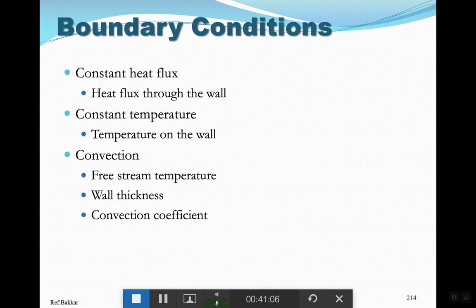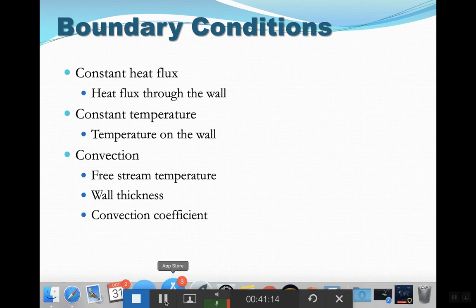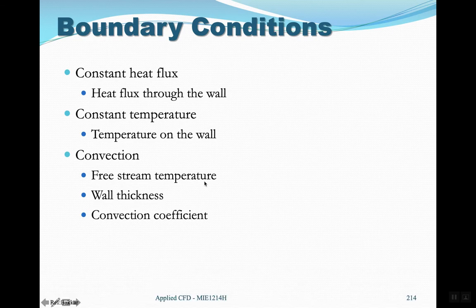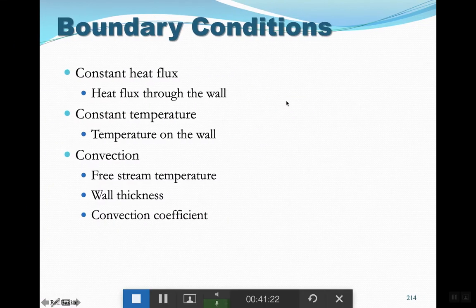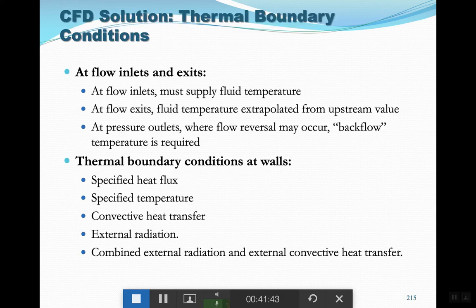Now, moving on from this, we have to discuss some Ansys specific parameters. These Ansys specific conditions are basically different boundary conditions. Let's have a look. What are the boundary conditions in Ansys that we have to consider for heat transfer? You could have constant heat flux, you could have constant temperature, and in convection you can have free stream temperature, wall thickness, convection coefficient, and so on.